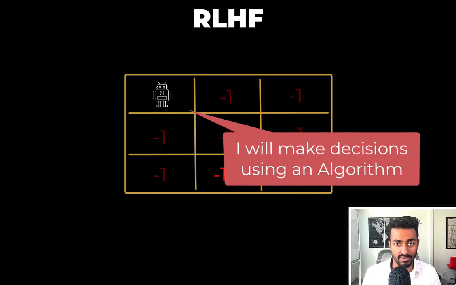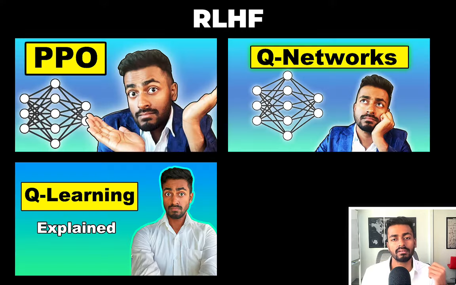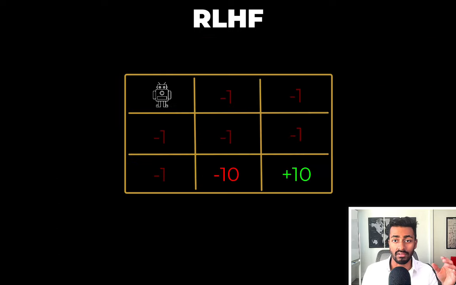And so, Frank learns, maybe by interacting with the environment, and he does so by using a reinforcement learning algorithm. We've discussed details about a few of them in previous videos, so you can check them out for specifics. But effectively, once Frank learns how to make decisions with any of these algorithms, he will be able to get to that plus 10 reward spot efficiently.